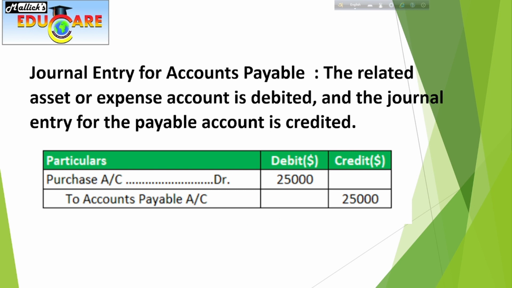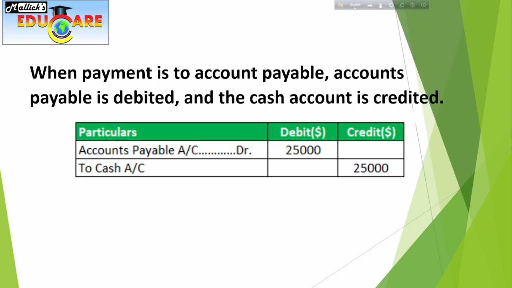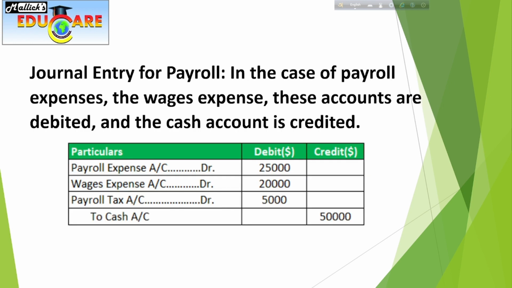Journal entry for accounts payable. The related assets or expenses account is debited and the payable account is credited. That is, purchase account debit 25,000, accounts payable account credit 25,000. When payment is made to accounts payable, accounts payable is debited and the cash account is credited. That is, accounts payable debit, cash account credit 25,000.